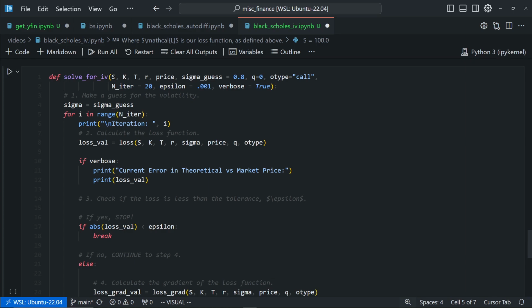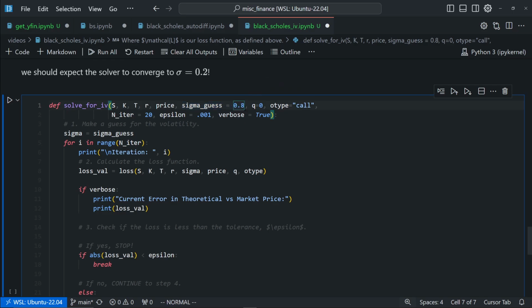So what do we need to pass into this optimization algorithm? We need these five variables, S, K, T, R, and Q. We also need to know what the market thinks the price of the option should be. And we also need some guess for the volatility. So I'm going to plug in a pretty bad guess. Let's make it even worse. Let's make it 1.8. So this is very far, right? It should be 0.2.